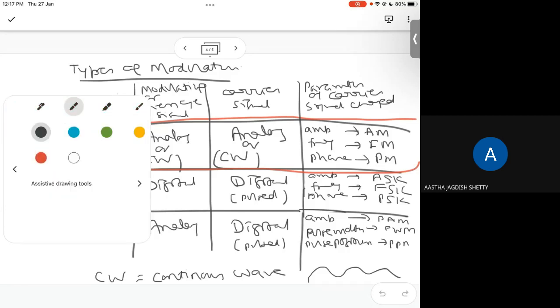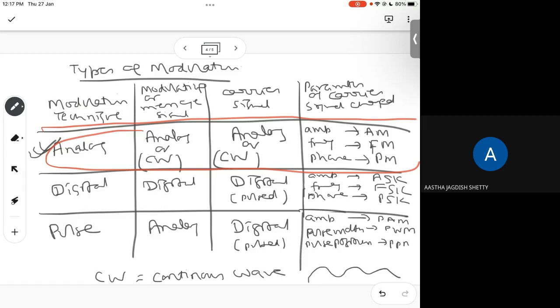And you must be aware of these words: AM radio, FM radio, and PM radio, and so on. Other things we are not going to discuss, such as amplitude shift keying, frequency shift keying, phase shift keying, pulse amplitude modulation, pulse width modulation, and pulse position modulation. These things are not part of the current course. That is a separate course. So this is analog or CW modulation. Digital modulation or pulse modulation, we are not going to discuss.